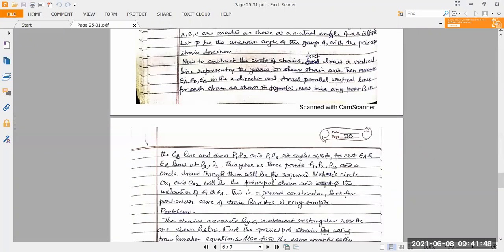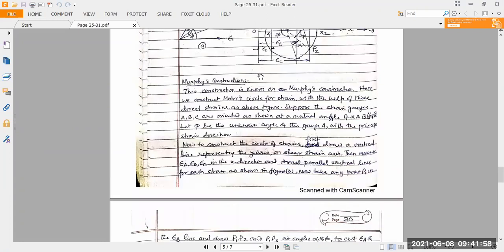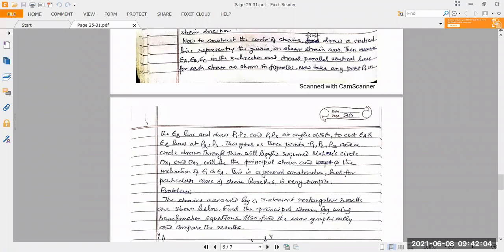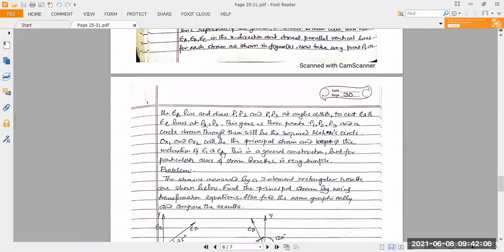This gives us three points, P1, P2, P3, and the circle drawn through them will be the Mohr circle itself. OX1 and OX2 will be the principal strains. OX1 is the principal strain, the minimum, and OX2 is the principal strain, the maximum. With the principal strains and phi, we can locate epsilon A and epsilon 1. This is a good construction, but particular cases of strain are very important.